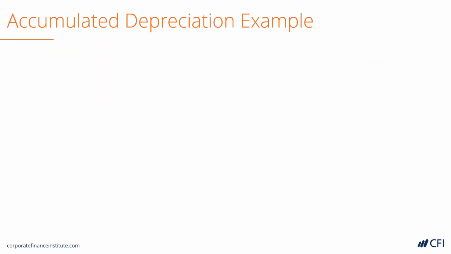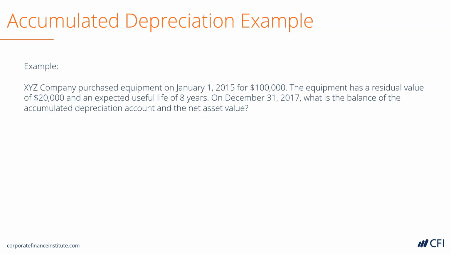Let's look at an example of accumulated depreciation. XYZ Company purchased equipment on January 1st, 2015 for $100,000. The equipment has a residual value of $20,000 and an expected useful life of 8 years. On December 31st, 2017, what is the balance of the accumulated depreciation account and the net asset value?